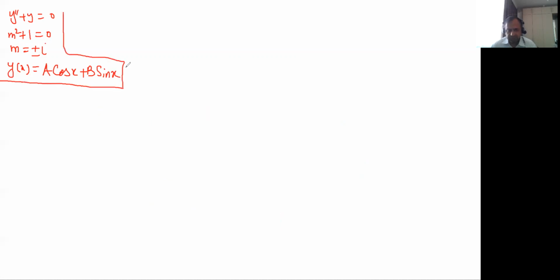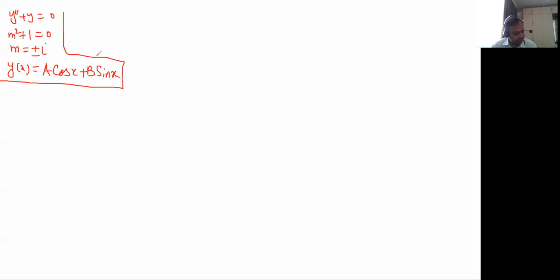That means d2y over dx square plus y is equal to 0. We know that its characteristic equation is m square plus 1 is equal to 0, m is equal to plus minus i, and its solution is a cosine x plus b sine x. So we already know the solution. Let's try to solve it with the help of the power series, and we should get the same solution. This will illustrate the method, and it is also a kind of soft proof that this method works.